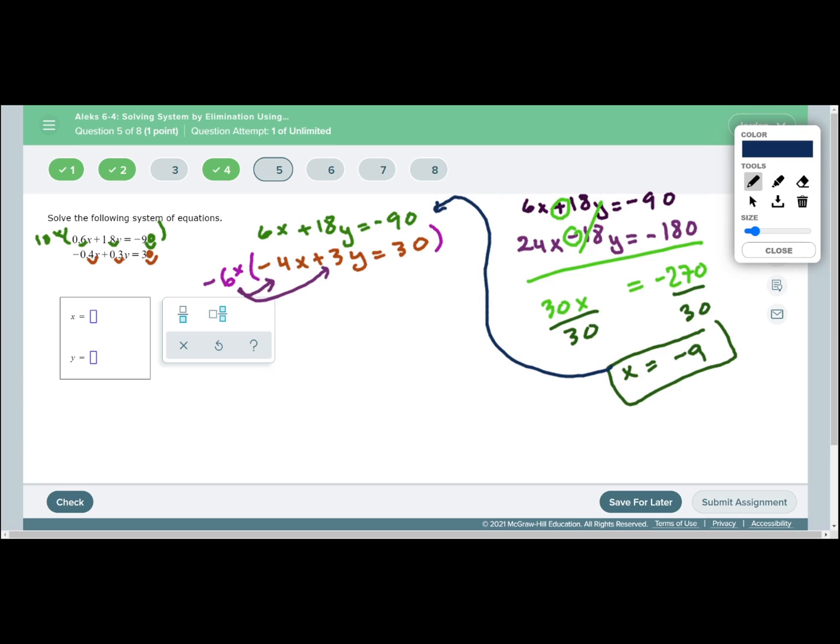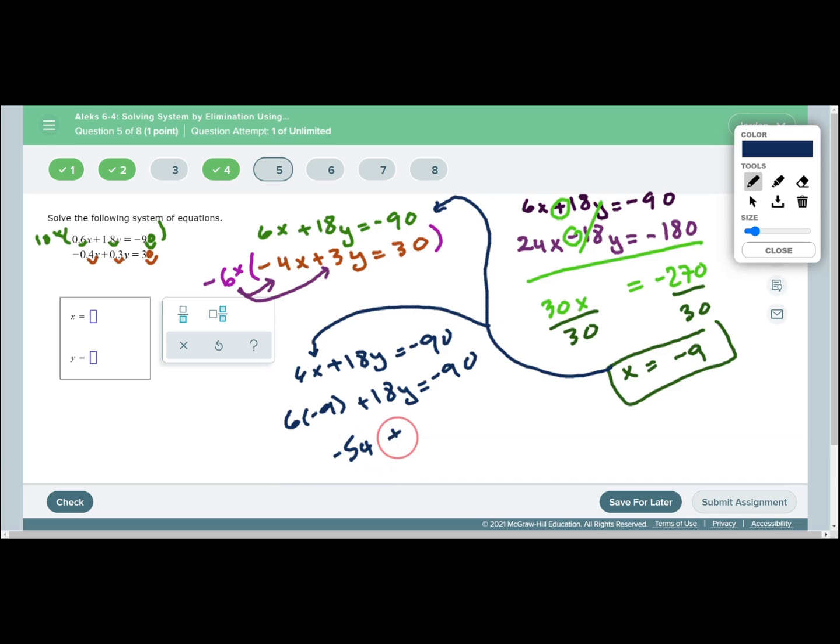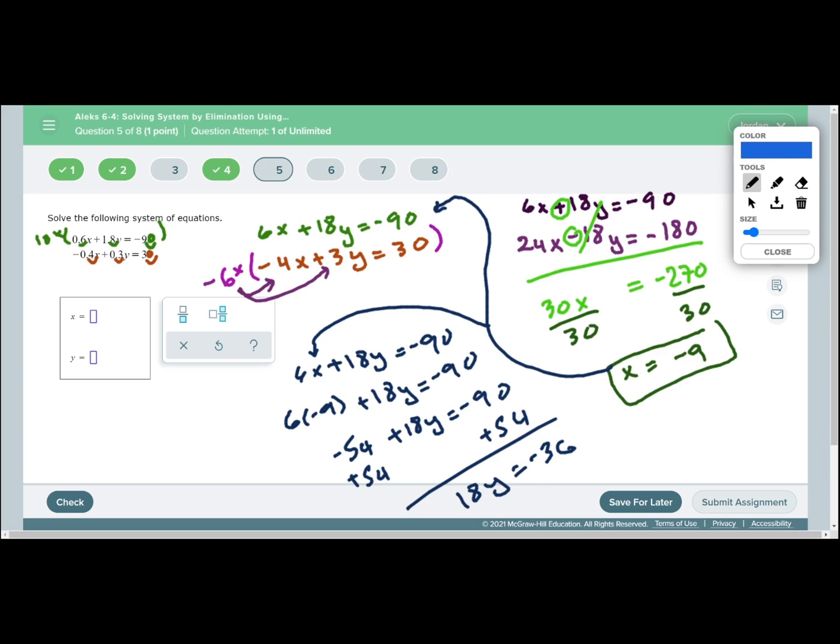Let's see this. 6x plus 18y equals negative 90. And we know x is negative 9. So 6 times negative 9 plus 18y equals negative 90. 6 times negative 9 is negative 54, plus 18y equals negative 90. Then we add 54 on both sides. 18y equals negative 90 plus 54, which is negative 36. And we divide both sides by 18. The answer is y is negative 2.